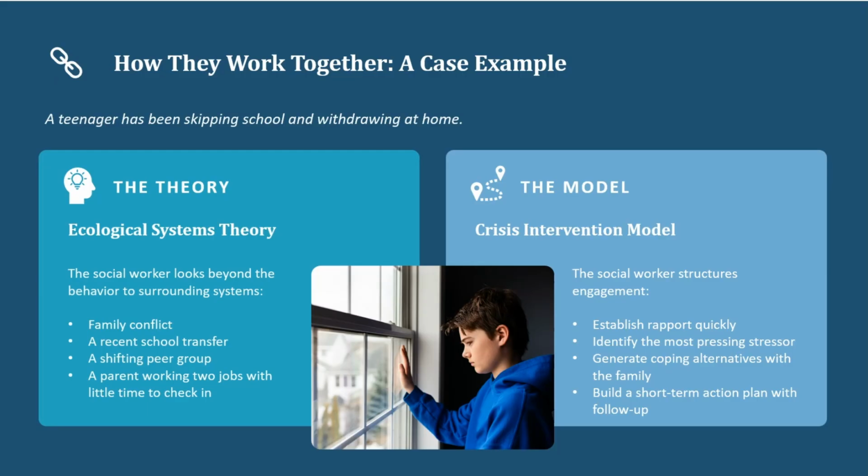Let's see how this plays out in a real case. A teenager has been skipping school and withdrawing at home. Using the ecological systems theory, the social worker looks beyond the behavior itself to the surrounding systems. A family conflict, a recent school transfer, a shifting peer group, and a parent working two jobs with little time to check in. That's the theory shaping how the situation is understood.